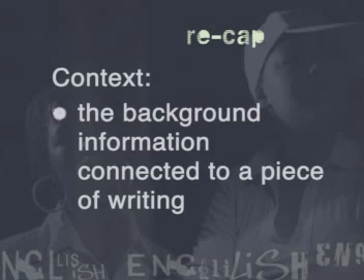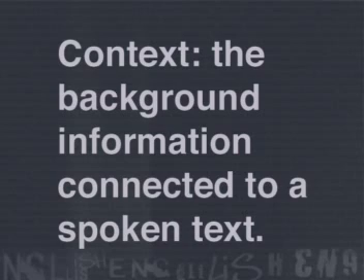So far in this lesson, we've looked at 3 of the 4 elements of oral communication. We've examined register, audience, and purpose. So the final element we need to look at today is context. Remember in Lesson 2, we defined context as the background information connected to a piece of writing. But because we're focusing on speaking, context can be redefined as the background information connected to a spoken text.